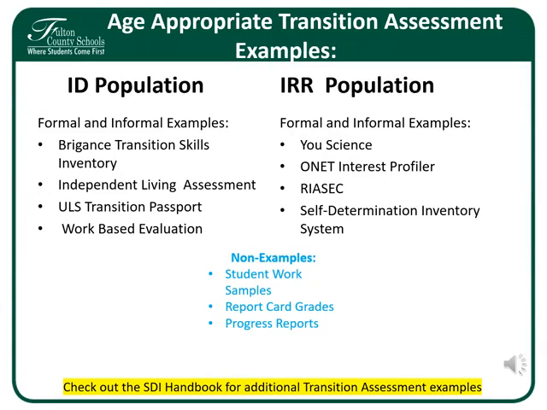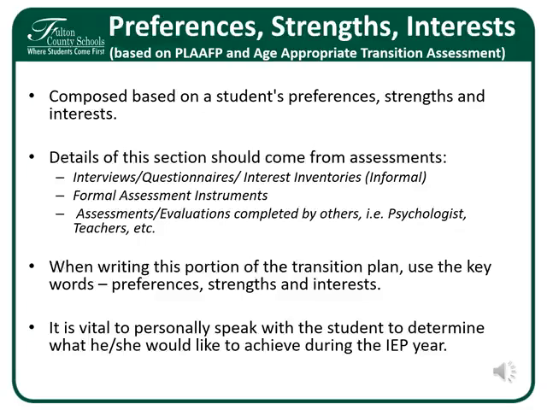We have a link located within the SDI handbook on the main page of the SEC portal that lists examples of formal and informal assessments, the area assessed, assessment type, and a link to assessments. Formal assessments should be completed every other year. Informal assessments can be completed on alternate years. 2 formal and 2 informal assessments should be completed at minimum during a student's high school years.